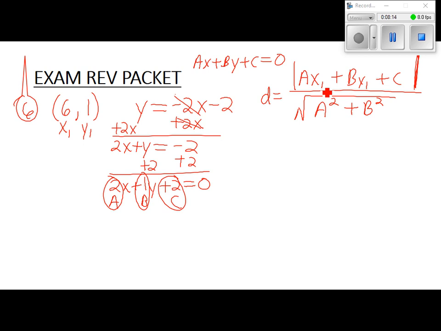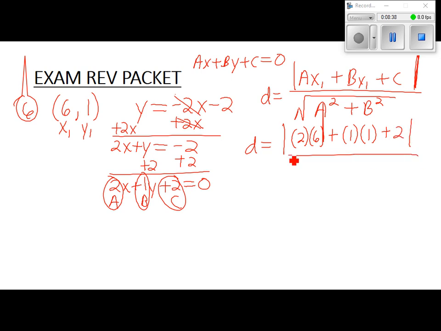So now we just plug in everything, and make sure you have your calculator out so you can do all this. A was 2, so it's 2 times 6, plus B was 1 times y1, which was 1, plus C, which was 2, all that in absolute value, over A, which was 2, so 2 squared, plus B, which was 1, so 1 squared.